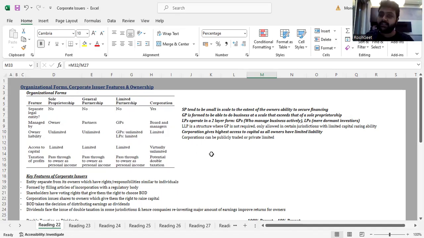Then comes corporation. In terms of corporation, the liability is limited. Why? This is the benefit. This is the reason that once a company becomes very big, people transform into a corporate structure.